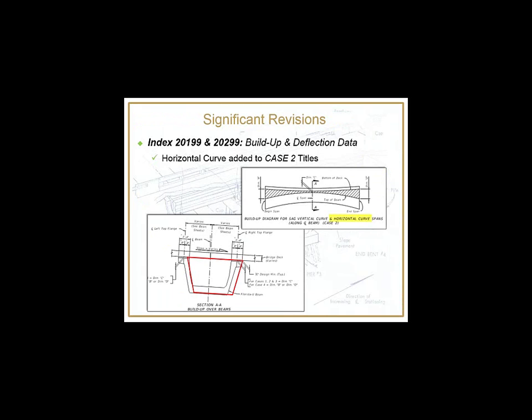So moving on to pre-stressed beams, the build-up and deflection data table, we've added in horizontal curves as being included under case 2 for the build-up deflection tables. Those that do curve bridges would know this, but perhaps it's an oversight for newer engineers and those that are primarily doing Category 1 straight bridges.